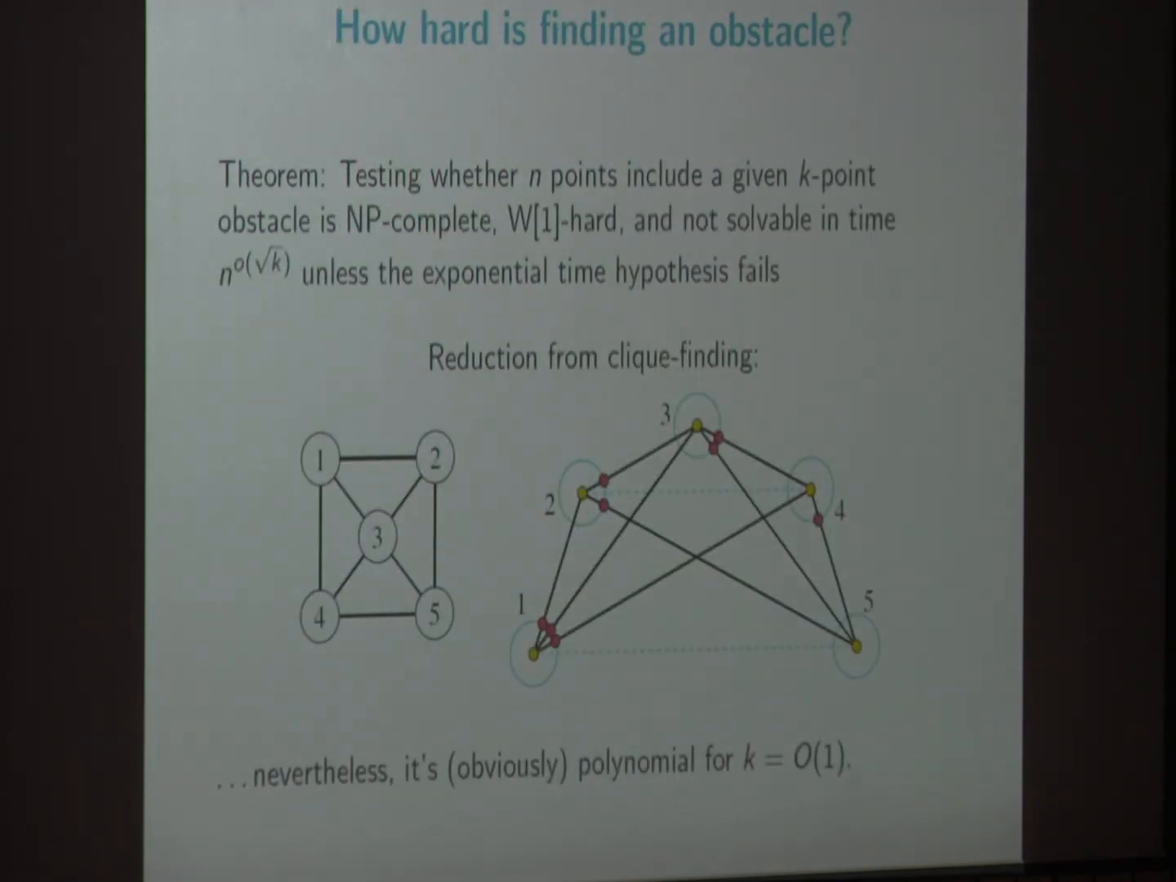Unfortunately, finding an obstacle is a hard problem. Testing whether a given set of endpoints include a particular subset in an order type preserving way is an NP-complete problem. It's not fixed parameter tractable. It requires an amount of time where the exponent depends on k. The best I can prove is that it requires n to the square root of k time, but the best upper bound I know is that it takes n to the k time. So there's a gap there, but basically because you can encode the problem of finding cliques in graphs into this problem. But when you have a finite number of obstacles, it's polynomial, n to the k.